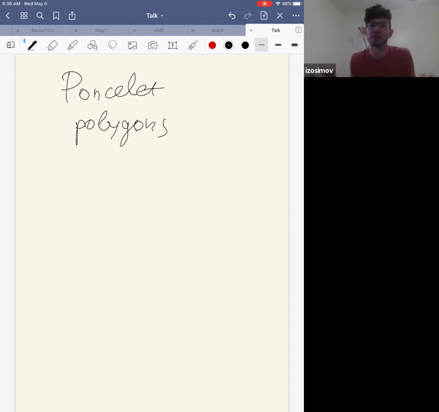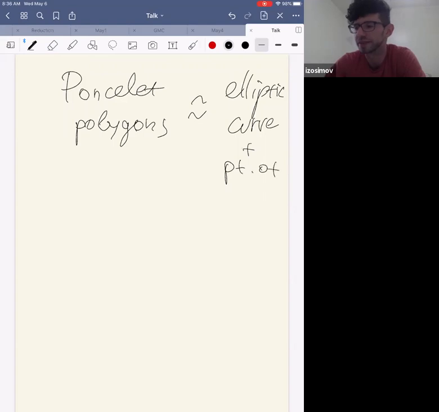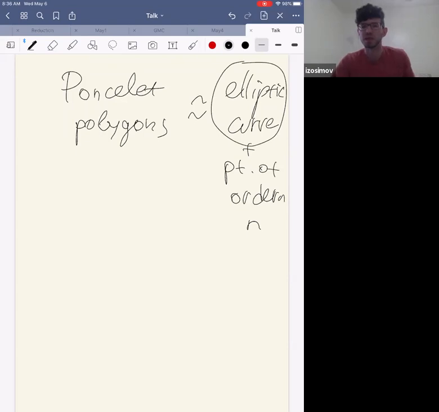The coordinates of vertices will be given by the values of some elliptic functions associated with that curve, and this point of order n will also play a certain role in the formula. So basically, Poncelet polygons are pretty much the same as elliptic curves. Well, it's an elliptic curve plus a choice of point of order n. But the most important part will be the elliptic curve.